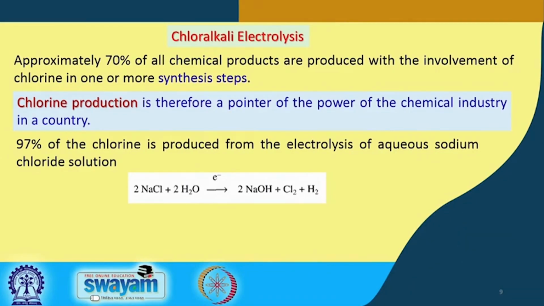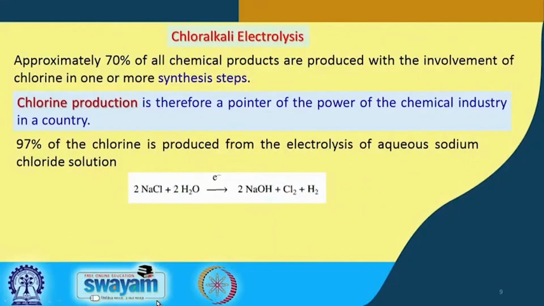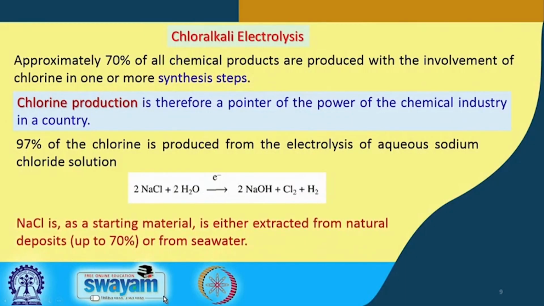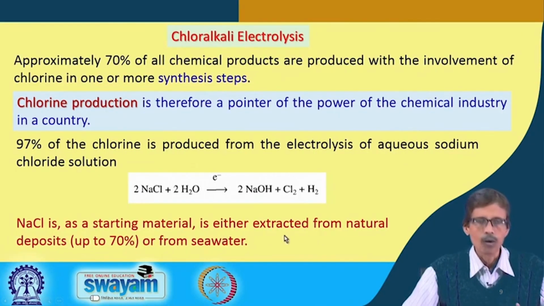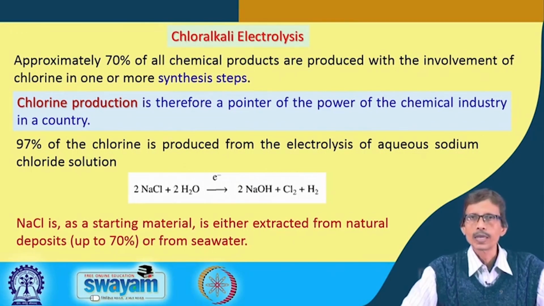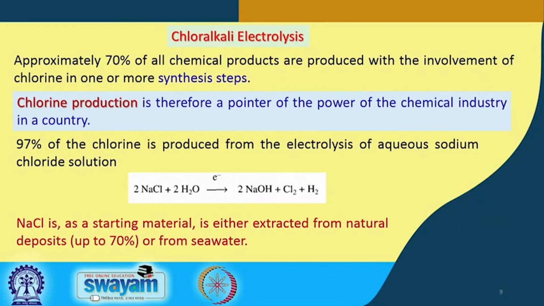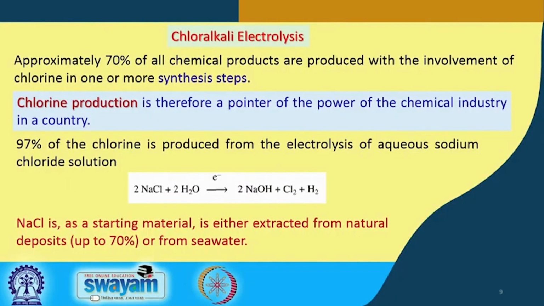That's why it is industrially so important that when you go for the electrolysis of the aqueous solution of sodium chloride, you get two other compounds. We take sodium chloride as a starting material for this process, and it is either extracted from natural deposits. Next day we will see how we can go for the purification of sodium chloride, up to 70%, or how we can use direct seawater for this electrolysis process.